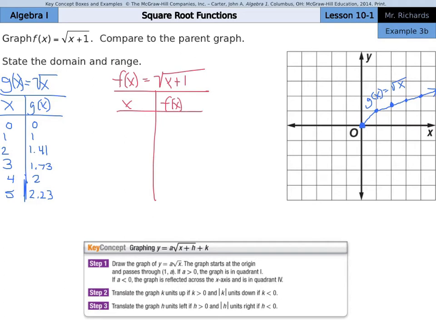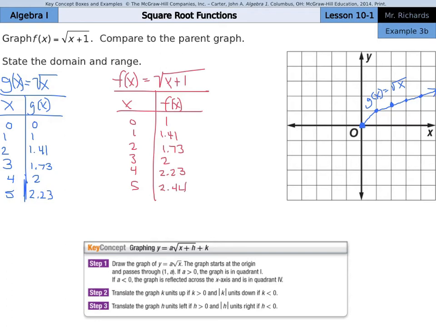And again, a calculator will be really handy here as you can just plug these numbers in. So if we start with our 0, 1, 2, 3, 4, 5 again, we put in a 0 and we end up with 1. 1 is 1.41. 2 is 1.73. 3 is 2. 4 is 2.23, and 5 is 2.44.